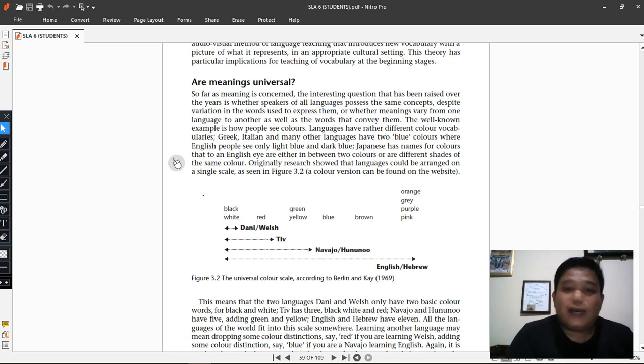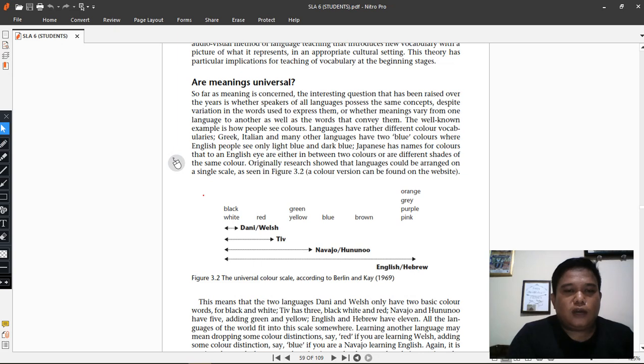The well-known example is how people see colors. Languages have rather different color vocabularies. Greek, Italian, and many other languages have two blue colors, where English people see only light blue and dark blue. Japanese has names for colors that to an English eye are either in between two colors or are different shades of the same color. Original research showed that languages could be arranged on a single scale.